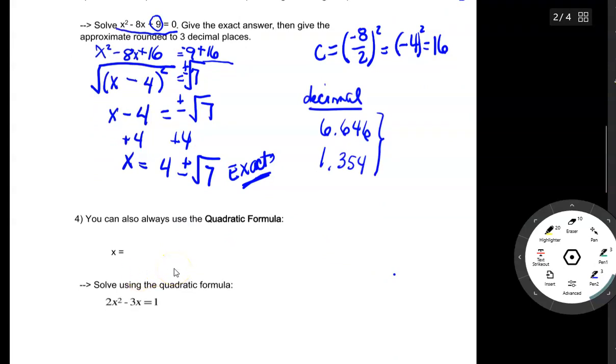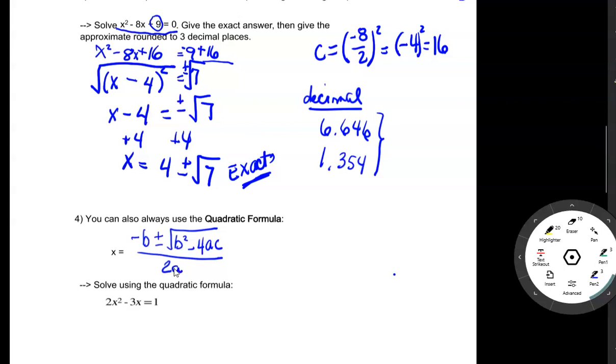The quadratic formula is a formula that will always work. So if you remember, the first 2 methods we learned only worked in certain situations. Method 3 and method 4 always work. And both of them will give you an exact answer. You notice they have that square root in there.